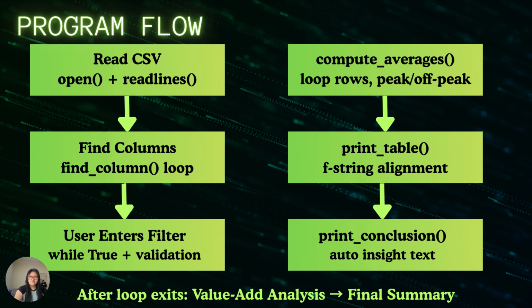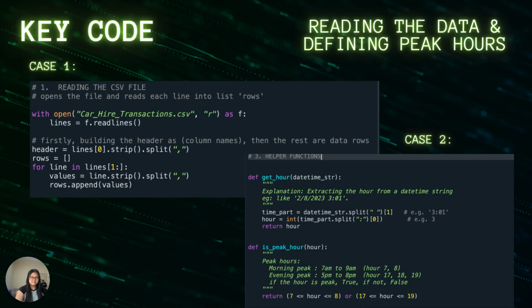Firstly, it reads the CSV by finding column positions via find_column(), while the true loop asks the user for what vehicle type they're looking for. Then each loop will call compute_averages(), and then it will print_table(), and finally it will print the analytics and the conclusion. A blank input will exit the loop, and it will immediately print the value add and the summary print table.